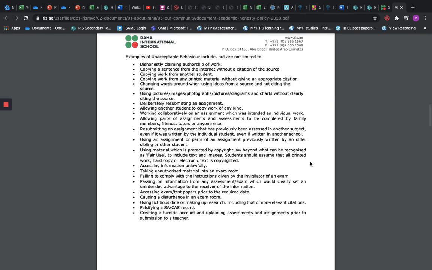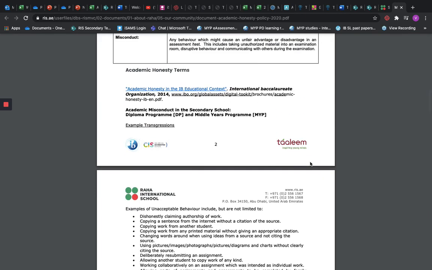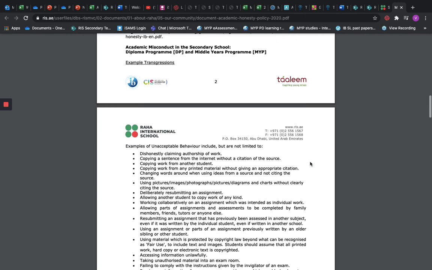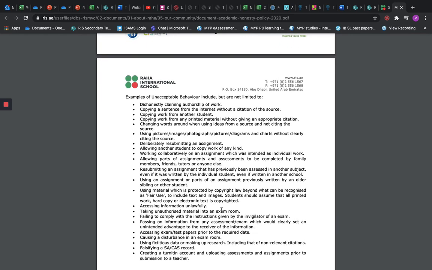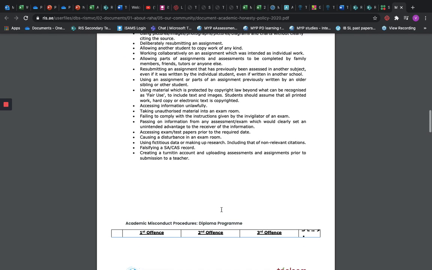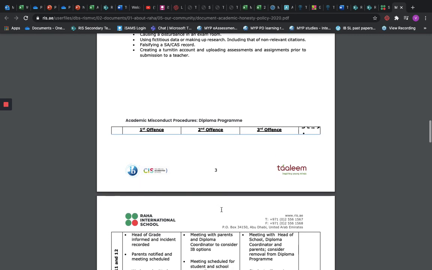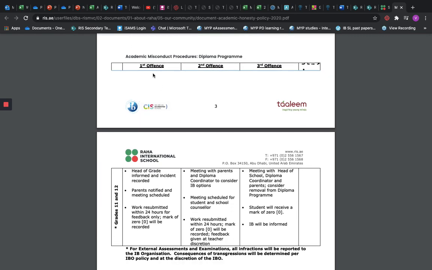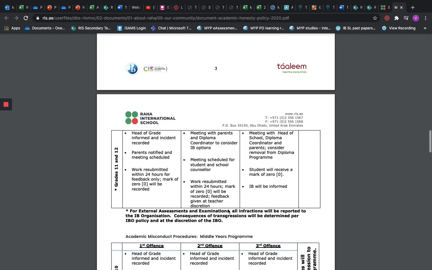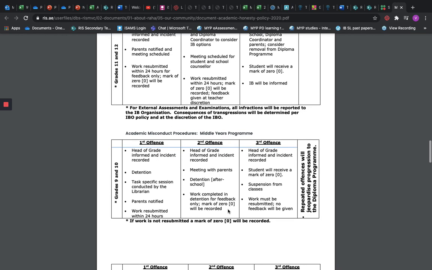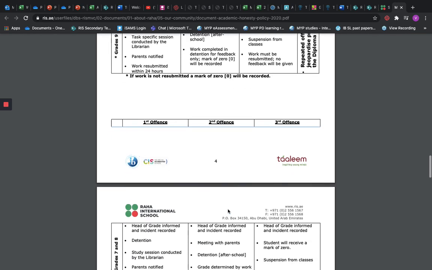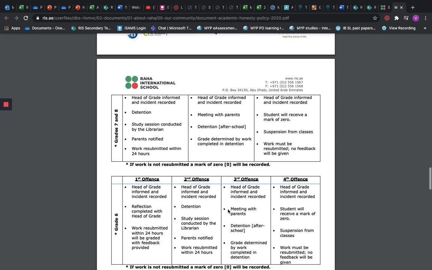There are some MYP specific transgressions over here as well. Most of them are fairly straightforward and obvious. And then in terms of what happens, first offense, second offense, third offense, grade 9 and 10 versus grade 7, 8, and then grade 6.